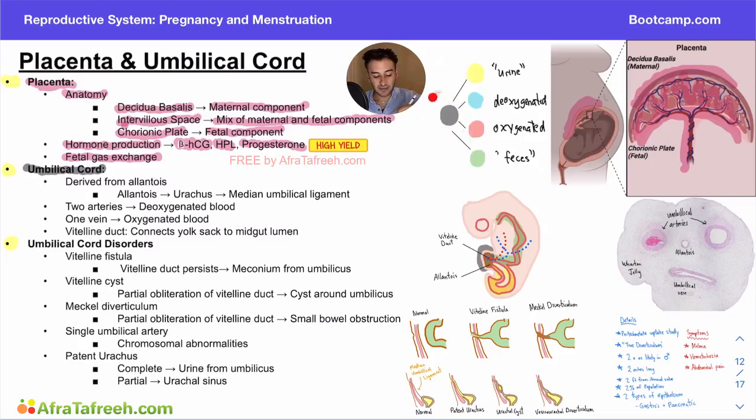So if we take a look here, this black dot represents our umbilical cord, which is a derivative of the allantois, and our allantois is going to have multiple derivatives coming from it, and they're going to manage things like urine, deoxygenated blood, oxygenated blood, as well as feces. And then if we take a look here, let's go over these pieces.